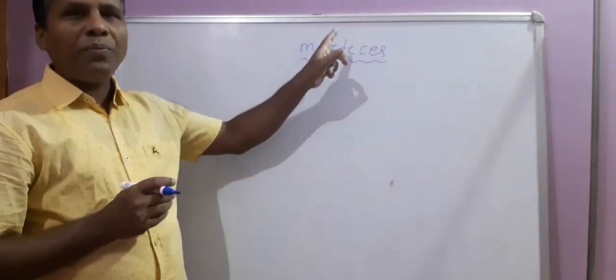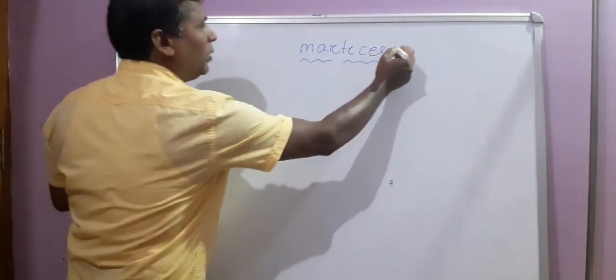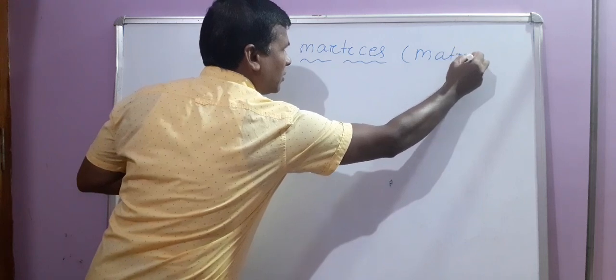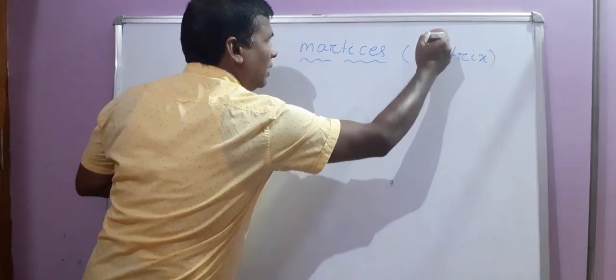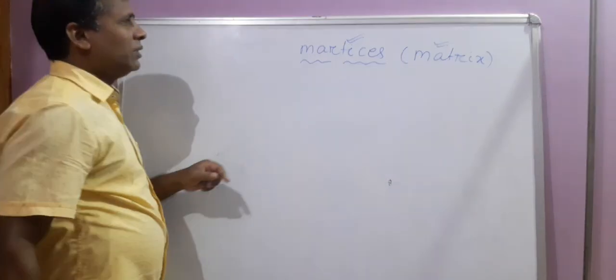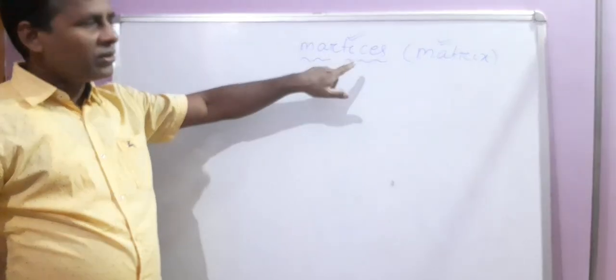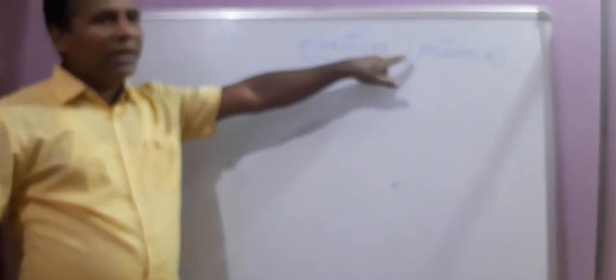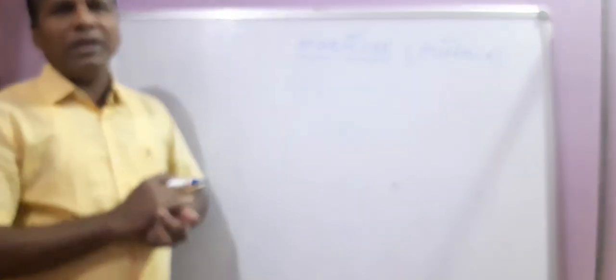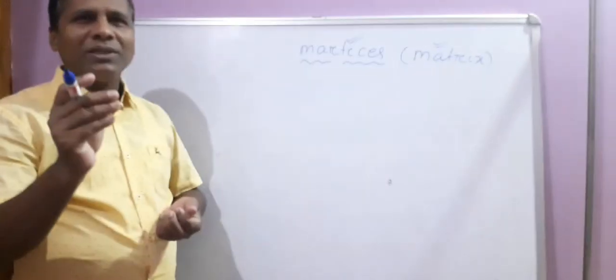It is the plural form of matrix. Matrices is the plural, matrix is the singular form. What is meant by a matrix? It is the systematic arrangement of elements, known as a matrix.